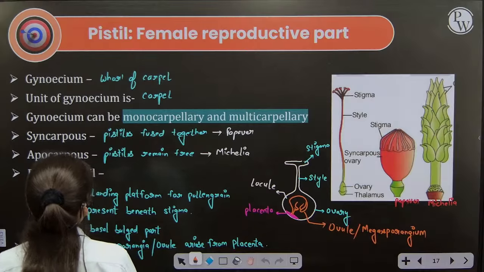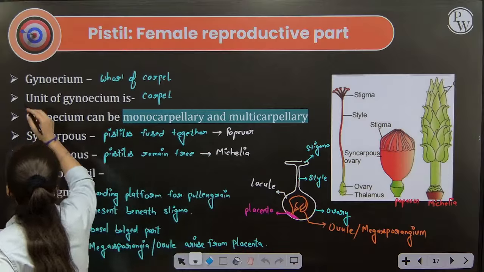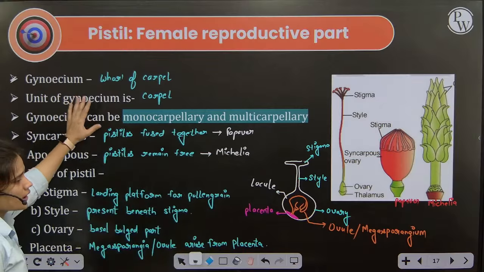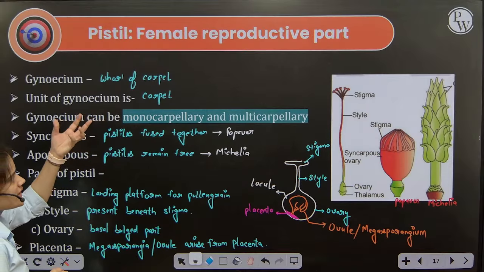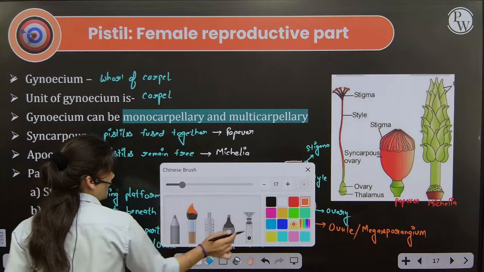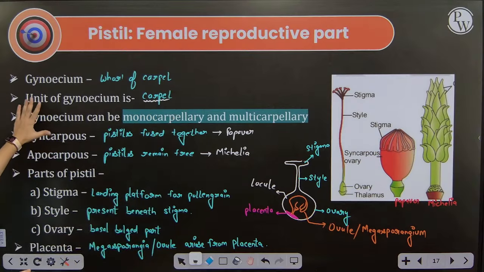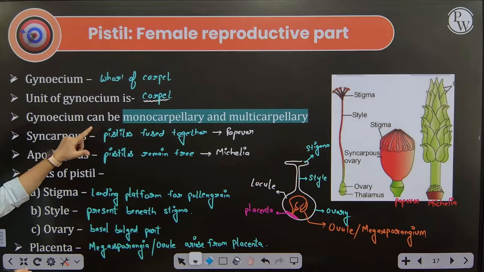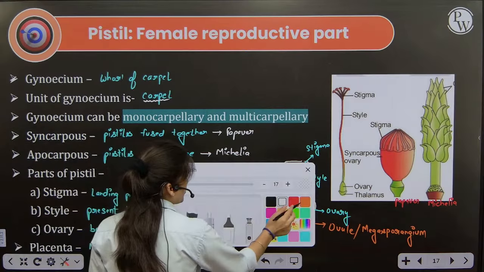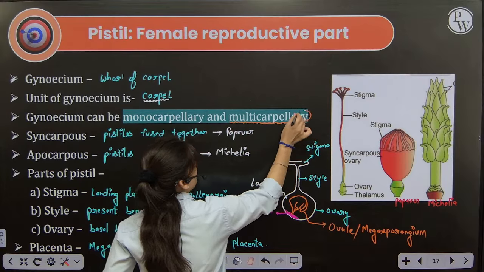So our next topic is female reproductive part, that is pistil. What is gynoecium? Gynoecium is the whorl of the female reproductive part, that is carpel. Individual unit of that gynoecium is known as carpel. This gynoecium can be monocarpellary or multicarpellary. A single carpel can be present, or more than one carpel can be present. If multicarpellary situation is there, more than one carpel is present, then what happens?